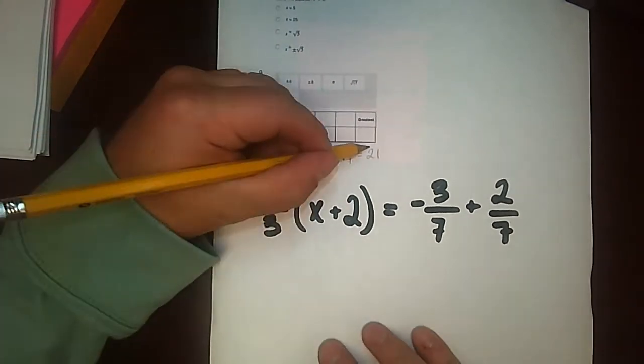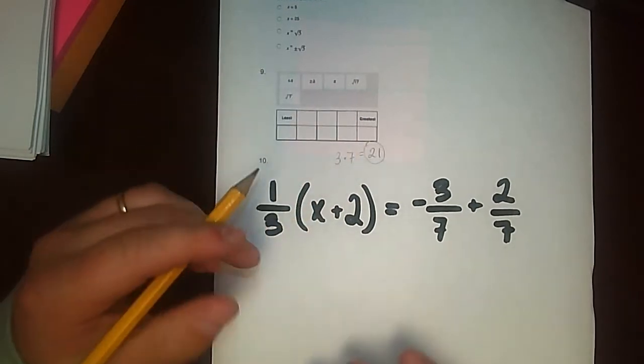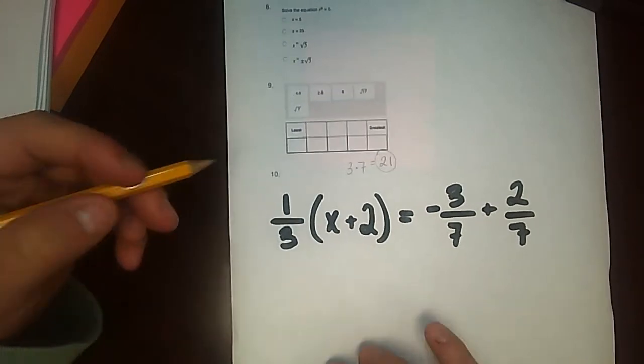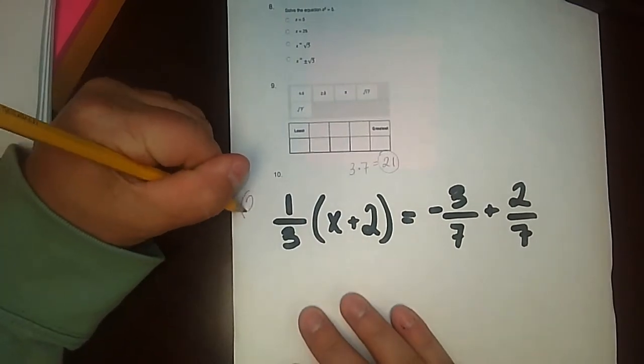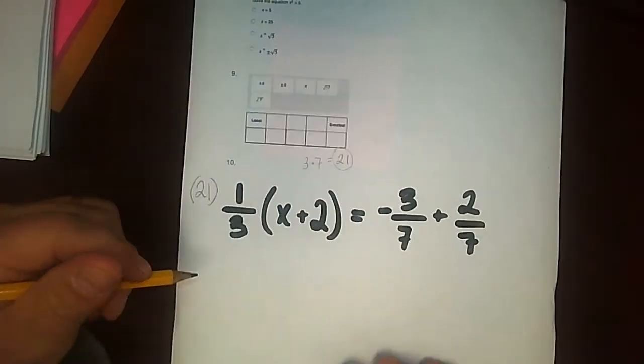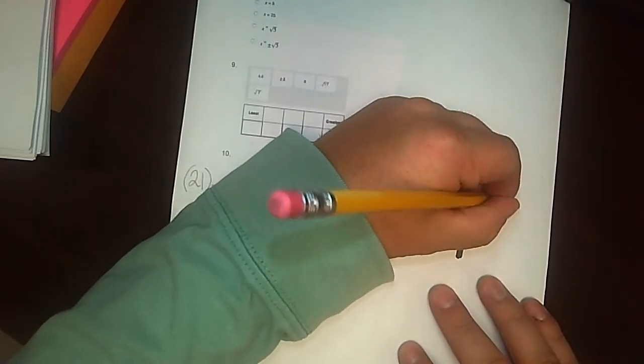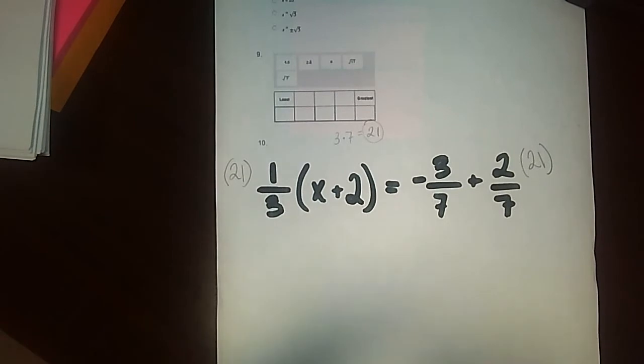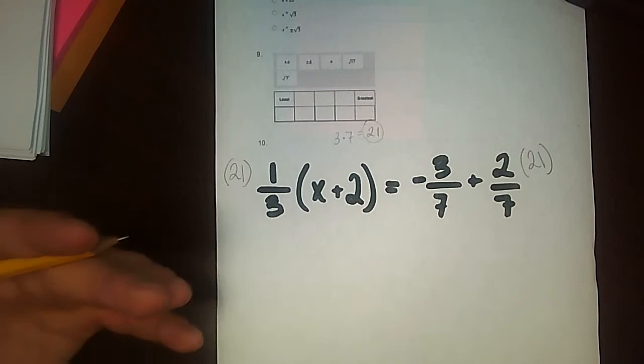Now what we're going to do with that 21 is say, okay, since my 3 and my 7 can both be multiplied to become 21, I'm going to take that 21 and multiply both sides of my equation by 21. And what that's effectively going to do is get rid of our fractions. It's going to turn them into whole numbers.